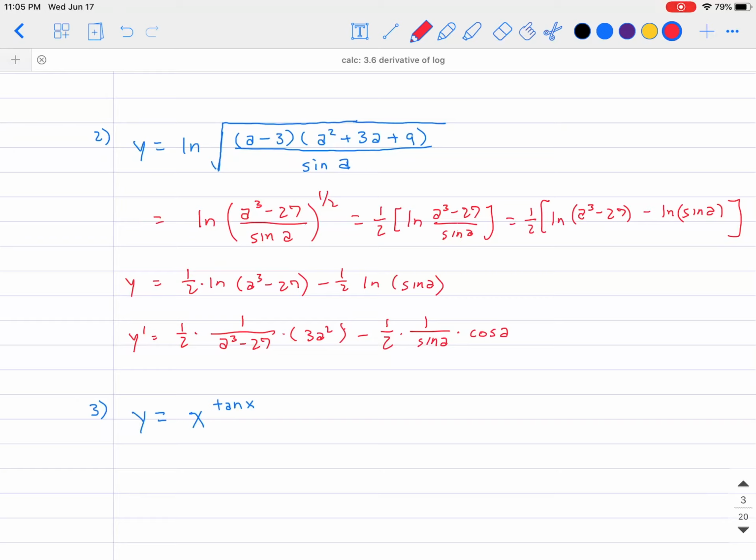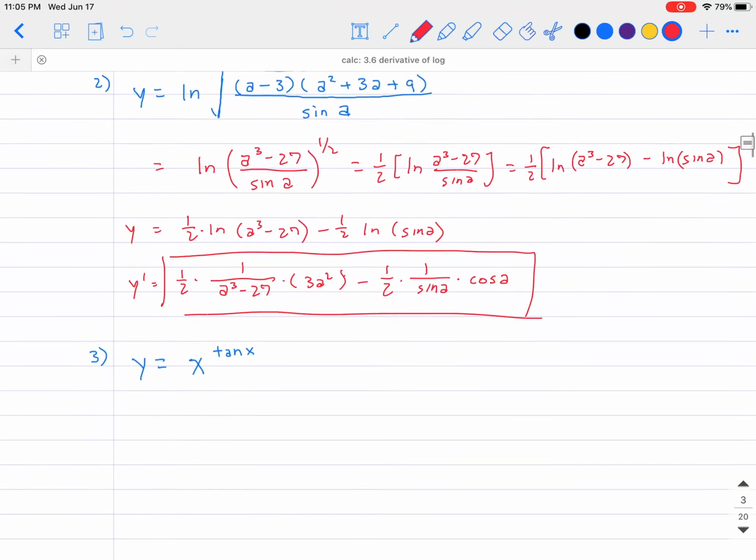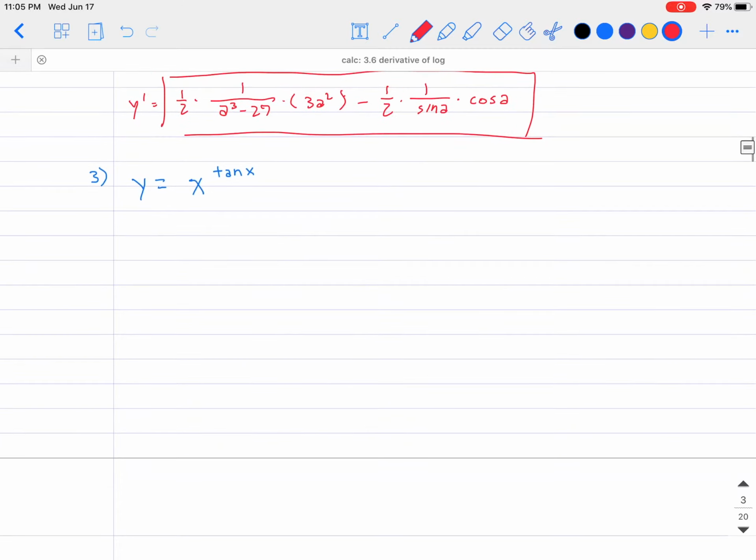So right there, that is going to be our answer. And again, we're not going to mess with this because we took the derivative. So we don't want to fix what's not broken. So here's the last problem right here.